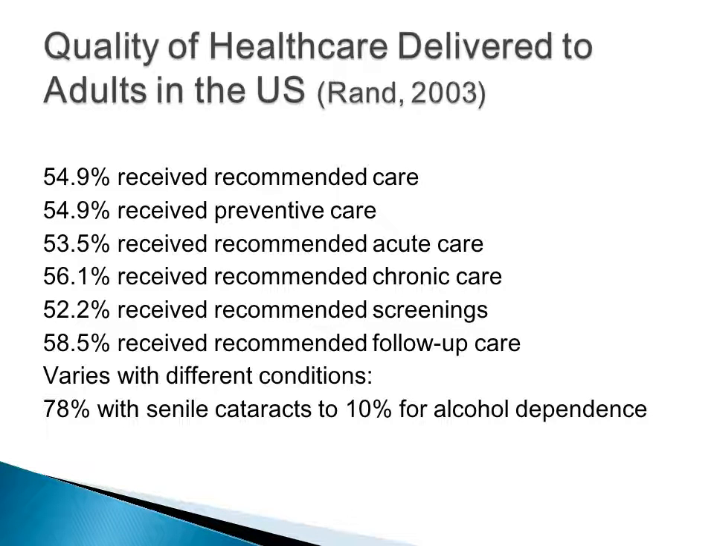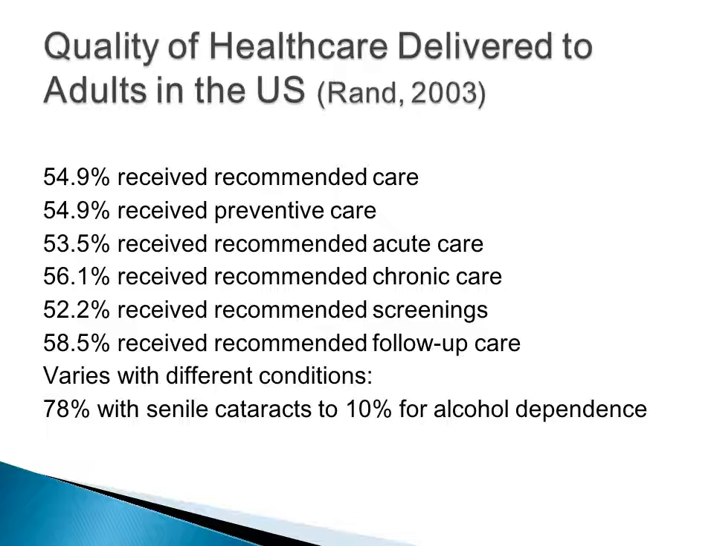Here's some more data on quality in the United States. This is a little bit older, but it's probably just as accurate. A RAND study published in 2003 said that less than 55% of people in this country received recommended preventive care, or recommended health care. The same number received preventive care, things like their pneumovax and their flu vaccine and pap smears and all of those kinds of things. 53% received recommended acute care.